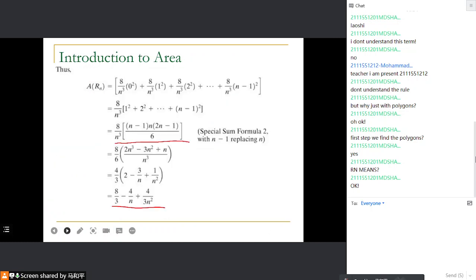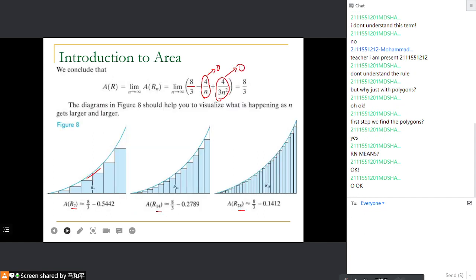Okay, we calculate the areas of these rectangles, and then we take the limit. This means we let n approach infinity. Take the limit as n approaches infinity. We find this is 8/3. Here we use inscribed polygons. Now we can also use circumscribed polygons.